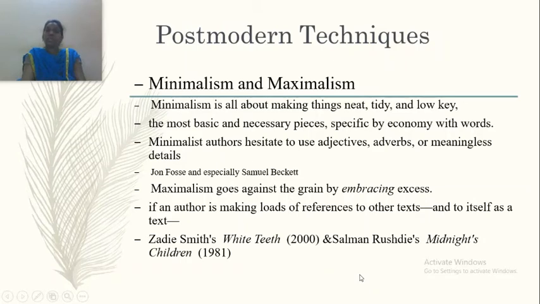The next technique is minimalism and maximalism. Minimalism is all about making things neat, tidy, and low key. The most basic and necessary pieces are specified by economical usage of words. The minimalist authors hesitate to use adjectives, adverbs, or meaningless details. And maximalism, it is completely against the grain. It embraces the excess. If an author is making loads of references to other texts and to itself as a text, then it is maximalism.